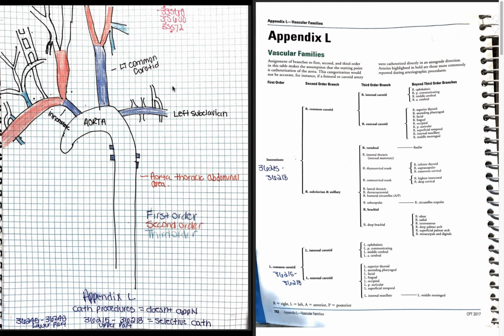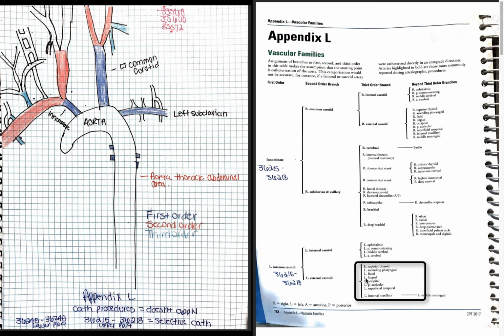So talking about the common carotid, you went from the aorta to the left common carotid. So when you went into that left common carotid, you were at the first order. You didn't go in through the innominate and then the right common carotid. You went to the left common carotid and then you went into the external carotid. From there, if you went into any of these, that's your third order branch.